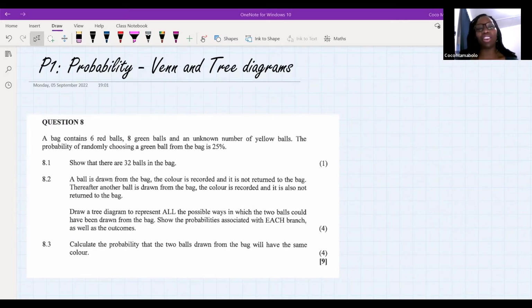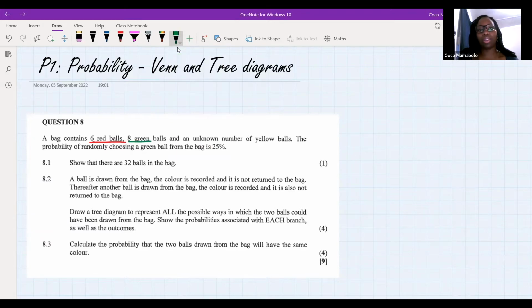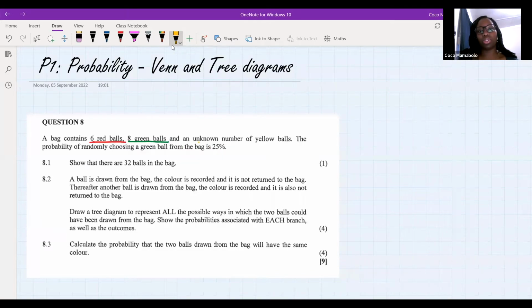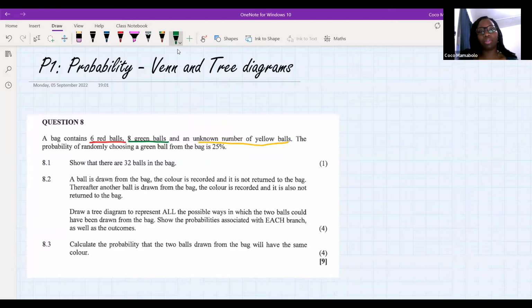All right, a bag contains 6 red balls, and what I like to do is highlight everything in the color that we've been given, so it just gives us a bit of a reminder. We've got 6 red balls, we've got 8 green balls, and an unknown number of yellow balls. The probability of randomly choosing a green ball is 25%.